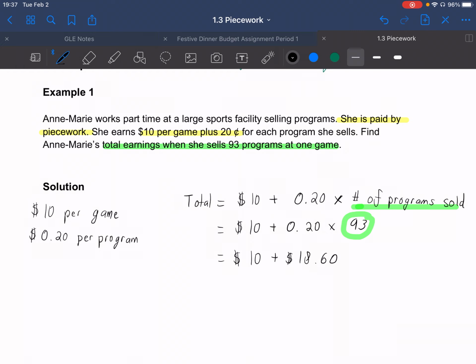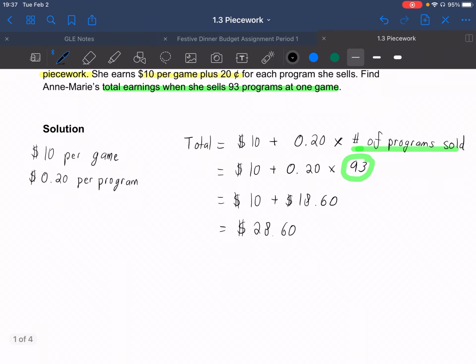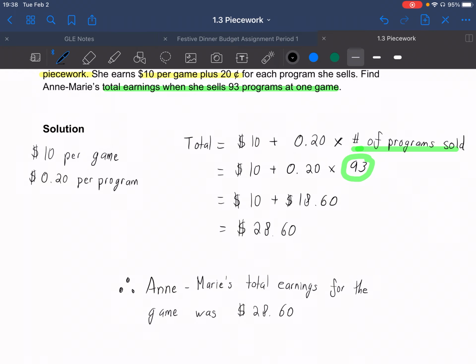which is going to give us $18.60. Now we want to add how much she makes per game and how much she made from selling her programs, which means she made $28.60. Let me just fix that there. That was a little bit of bad writing. As always, when we're doing this, we want to make a therefore statement so we know what we know. So therefore, Anne-Marie's total earnings for the game was $28.60. So that's one example.